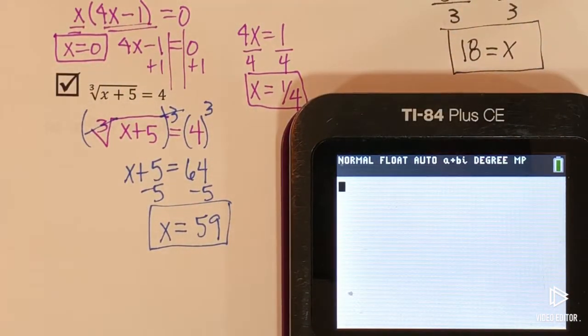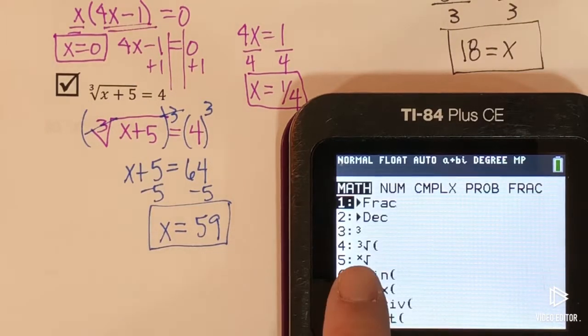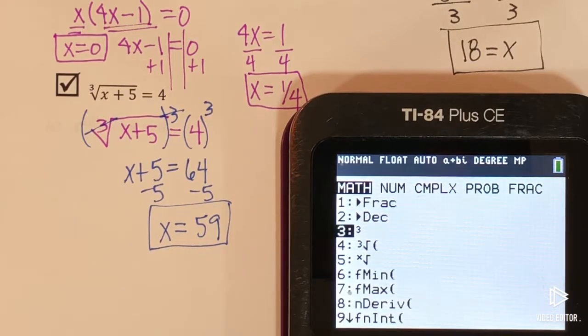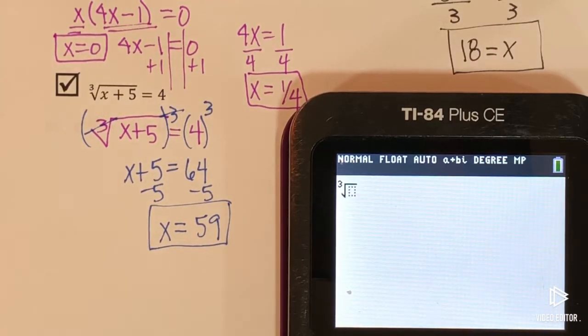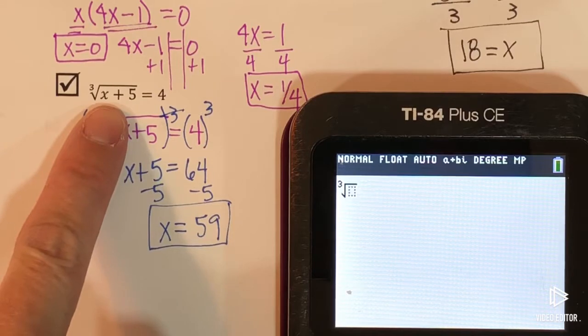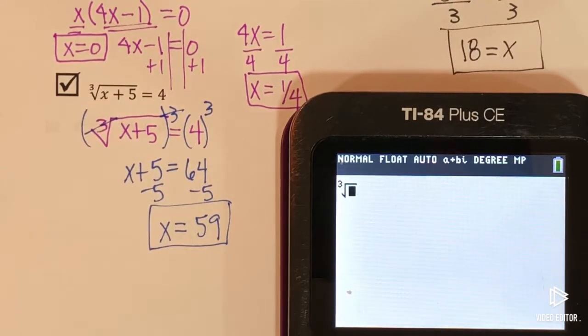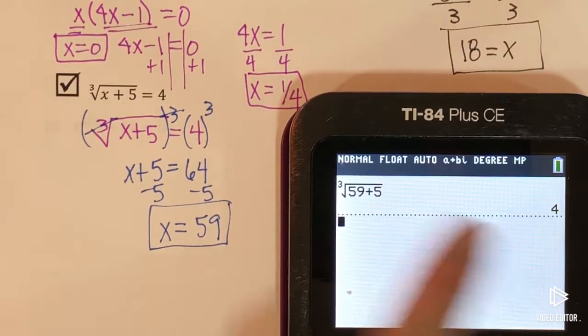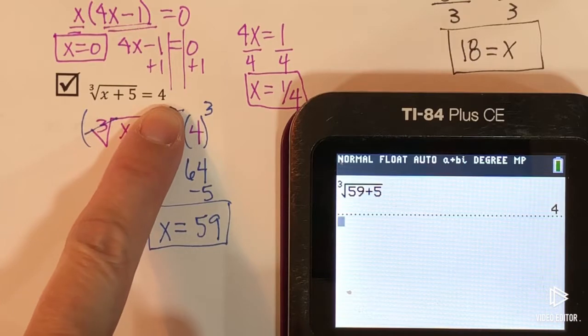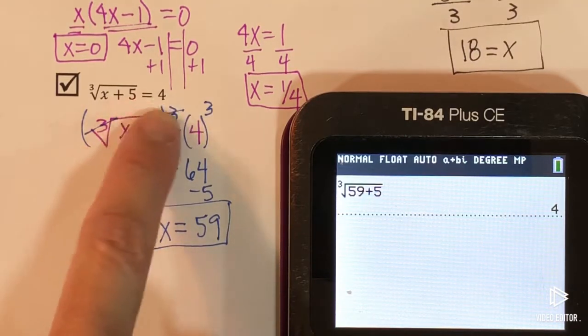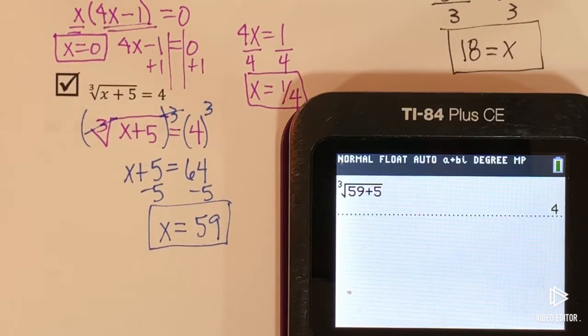Okay, so on your calculator, on the left-hand side, if you hit math and you arrow down to number 4, it will give you the cube root. And then over here, when you're checking, if we said x is 59, we're going to plug in 59 for x. So it'll be the cube root of 59 plus 5. Hit enter and you get 4. And the question that we're asking ourselves when we check is, is that actually equal to 4? Because that's what was on the right-hand side. And the answer would be yes.